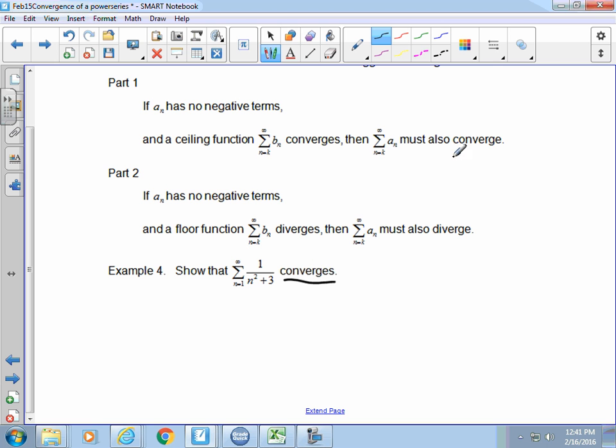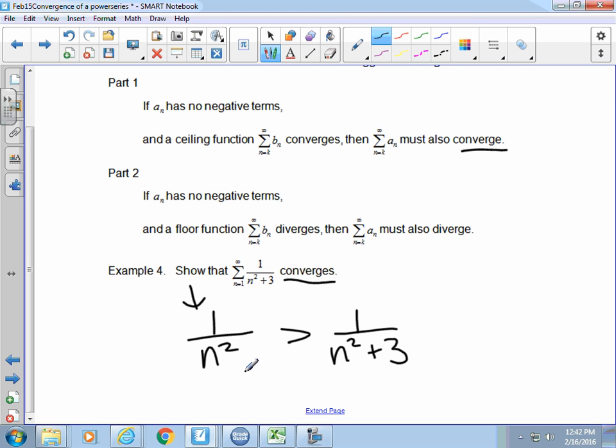So if I'm trying to show that it converges, then I need a sequence that is always greater than this sequence, right? That I know converges. Well, if I add 3 to the denominator, everyone agrees that actually makes it smaller. So 1 over n squared is always greater than 1 over n squared plus 3. Agreed?